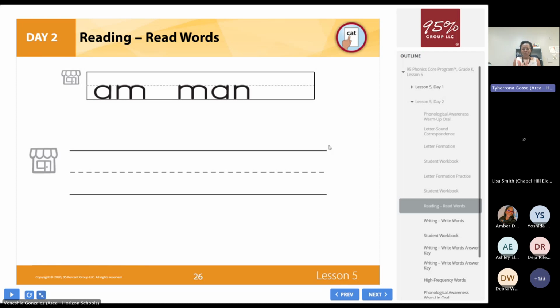Now it's time for us to write. We are learning to write words. Remember, there are no spaces between the letters in words. Watch me. My turn. The first word is mat. I say the sounds as I write the letters.